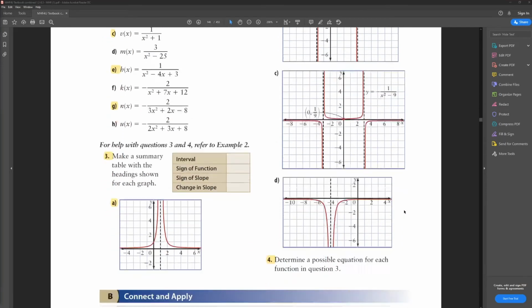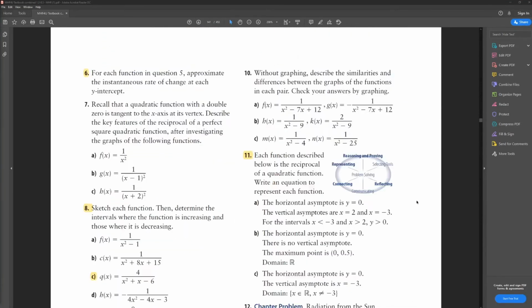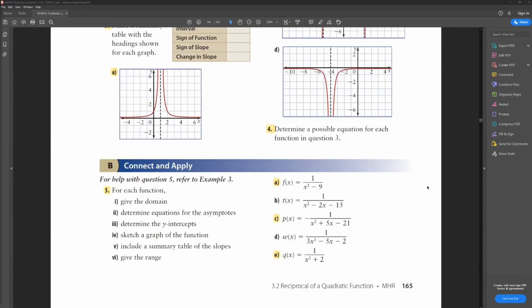Now, let's move on to question 5. Sorry. For each function, get the domain, determine the equations of the asymptotes, determine the y-intercept, sketch the graph of the function, include a summary of the table of slopes, and give the range. So what you will be doing is the exact example I gave to you during the presentation just now, with all the different types of functions I've introduced to you.